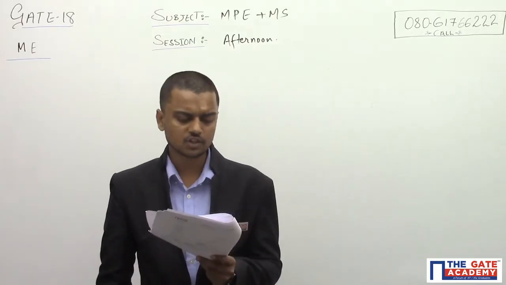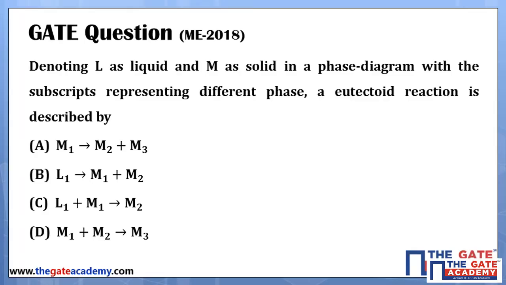Now we'll discuss question number 20. Denoting L as liquid and M as solid in a phase diagram with the subscript representing different phases, a eutectoid reaction is described by. And we have the option M1 equals M2 plus M3.